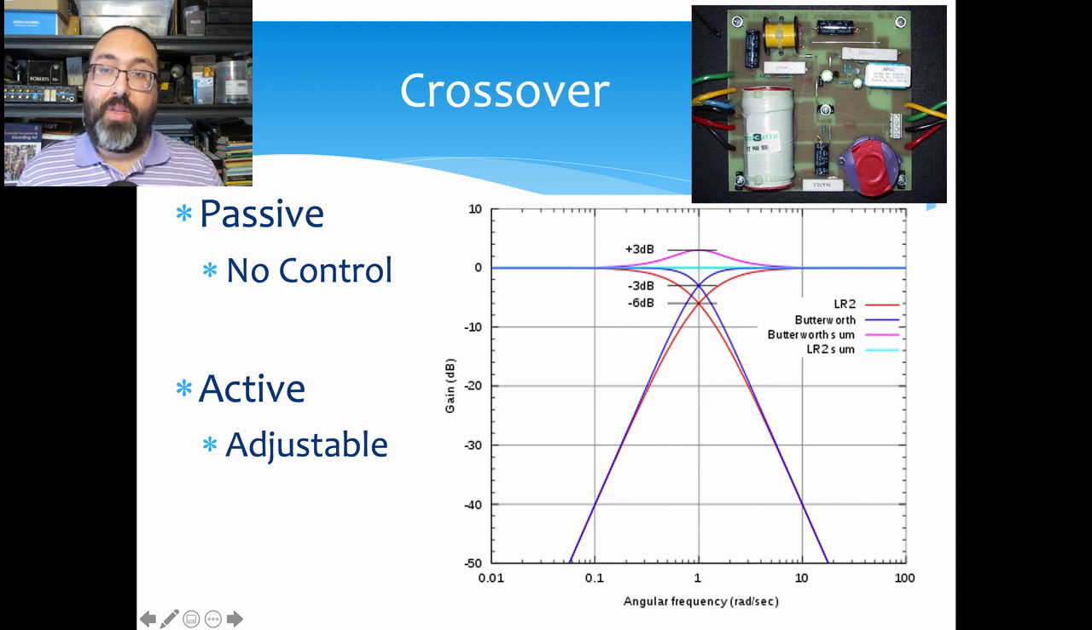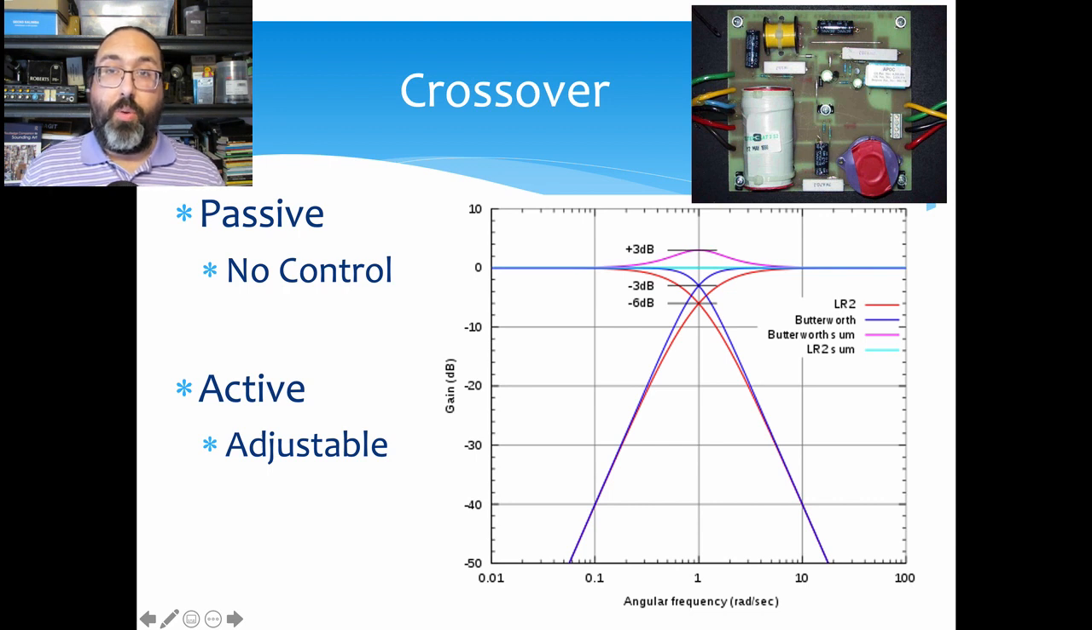If it is passive, that means this crossover was set by the company using math that they considered the best optimal way for the speaker to be set for every single purpose out there. Okay, great. Active means it's adjustable by the user.